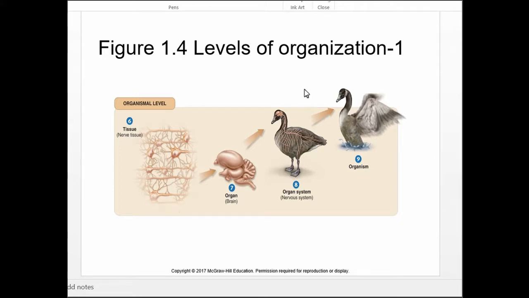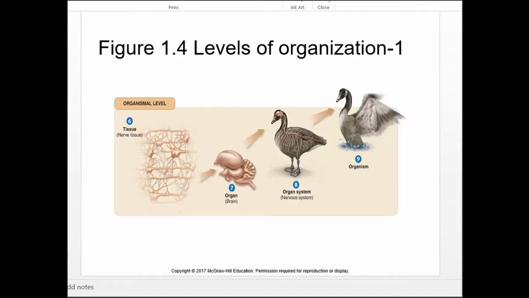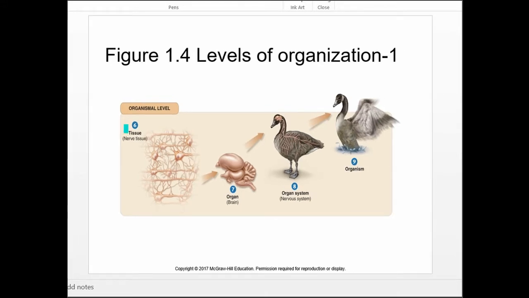Again, just looking at the levels of organization, so we're moving up. We stopped at the cell level. Remember, cells are a key part of defining life, so don't forget how important that is. Then we can move up to tissue. Cells are organized into tissues. The tissues are organized into organs and then organ systems.